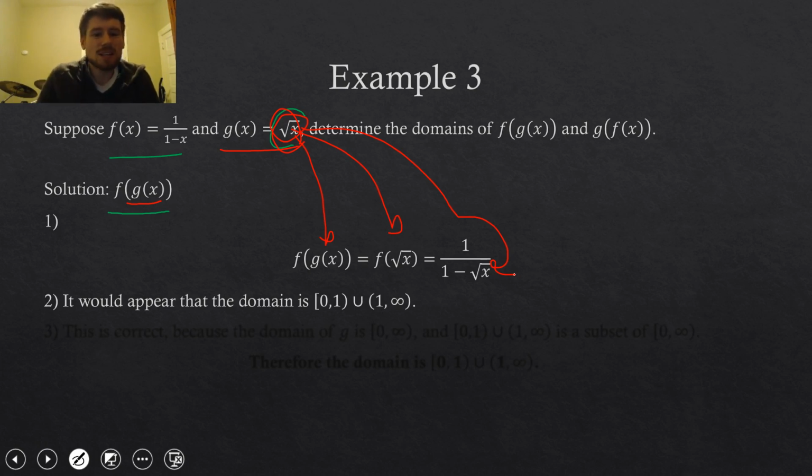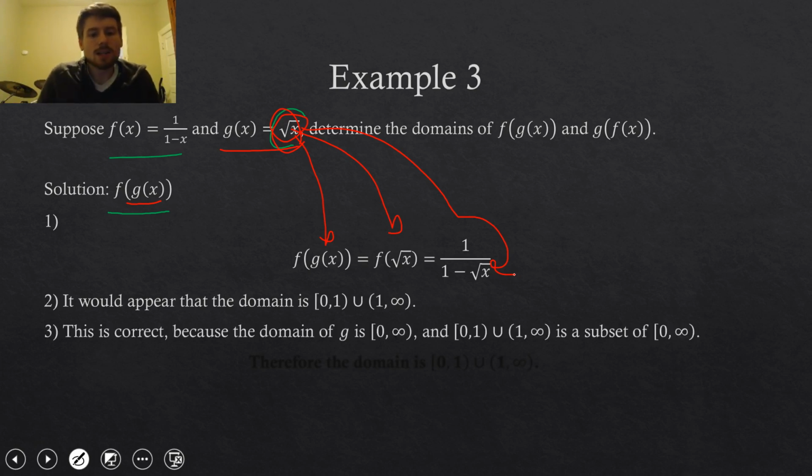And I'm not allowed to plug in anything negative. But it looks like everything else is fine. I can plug in numbers that are smaller than 1, or between 0 and 1. That's fine. 0 is fine as well. And I can plug in numbers larger than 1. So I just can't use 1 and I can't use negative numbers.